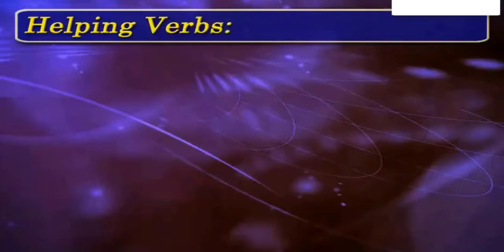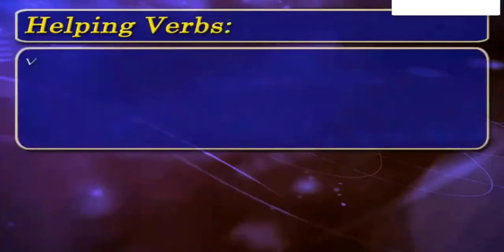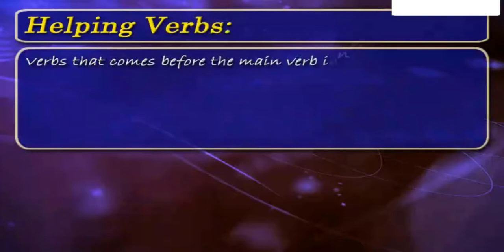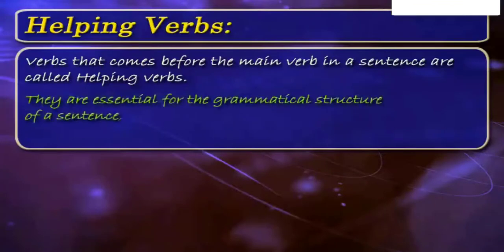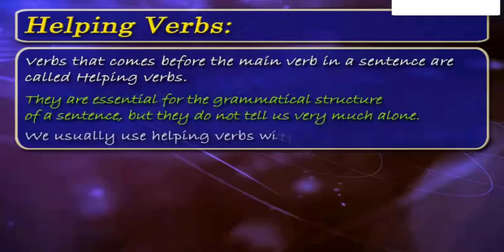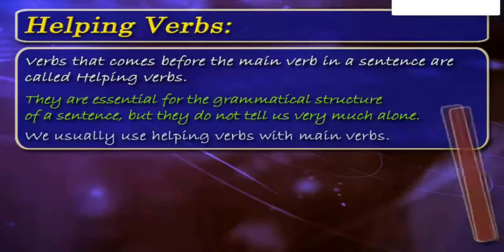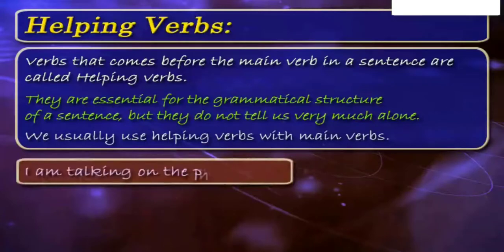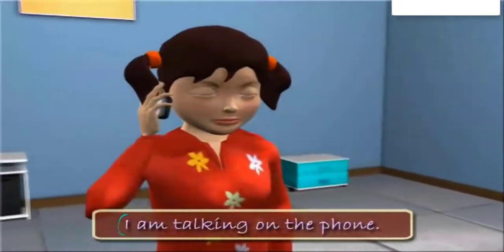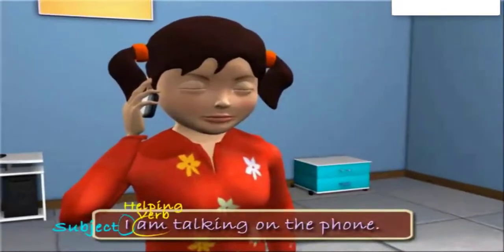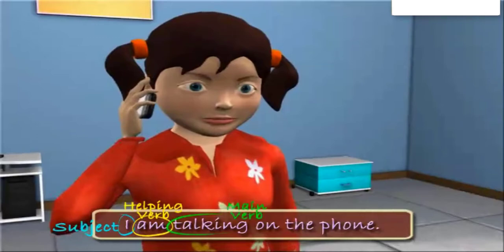Next type of verbs are helping verbs. By definition, verbs that come before the main verb in a sentence are called helping verbs. Helping verbs are essential for the grammatical structure of a sentence. Helping verbs are used with the main verbs. I am talking on the phone. Here, I is the subject, am is the helping verb, and talking is the main verb.